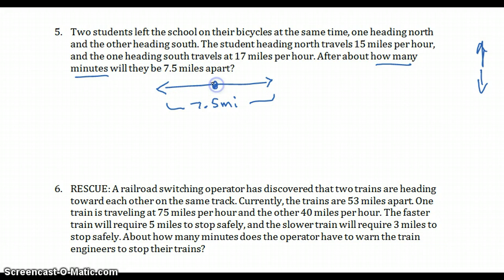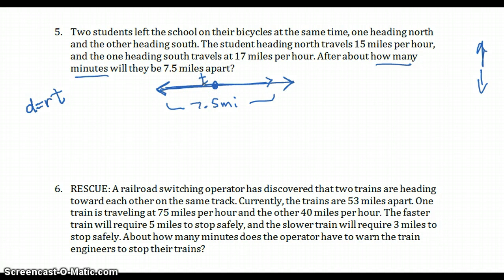So I tried to draw this in the middle, but truth be told, the student going 17 miles per hour is probably going to go a little bit farther than the student who is only going 15 miles per hour. So their distances are not necessarily equal. So I don't know what their distance is. Distance equals rate times time. Time is what I'm looking for.